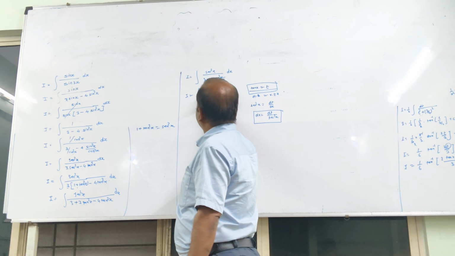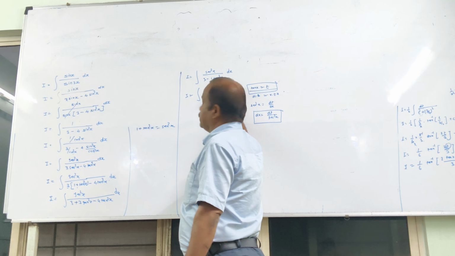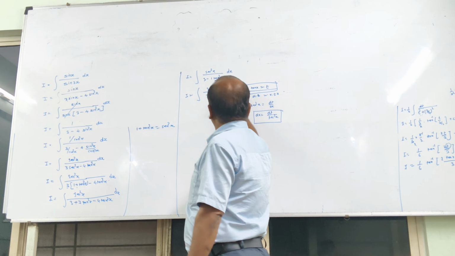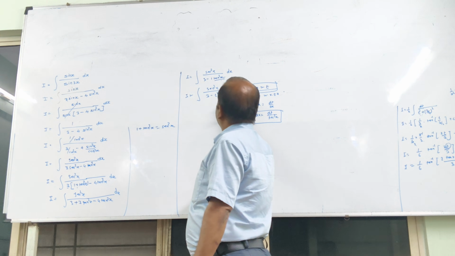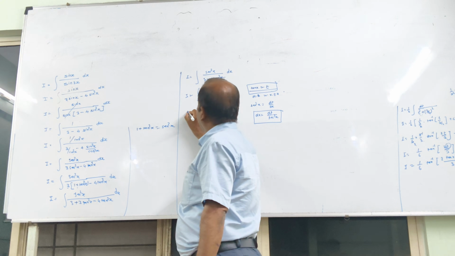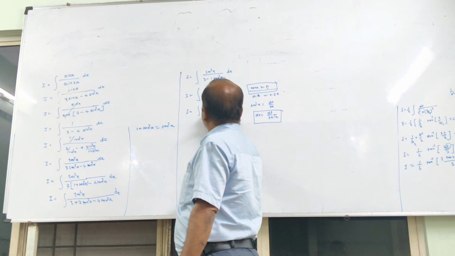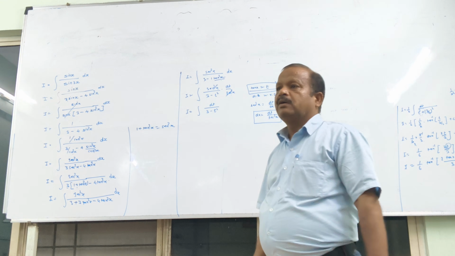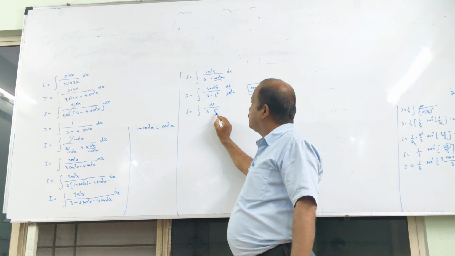So sec square x upon 3 minus tan square x, which is t square, into dx. What is the value of dx? dx is dt upon sec square x. Here sec square gets cancelled. So I equal to integration of dt upon 3 minus t square.